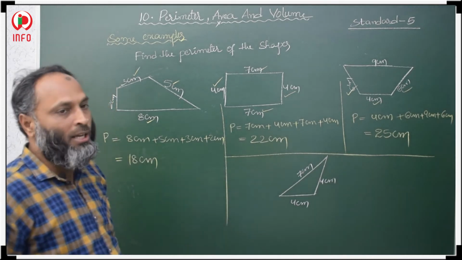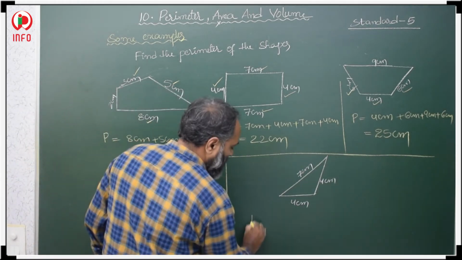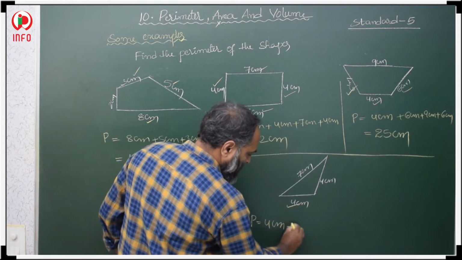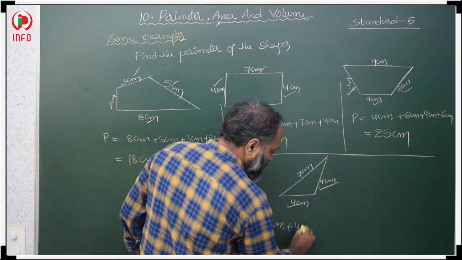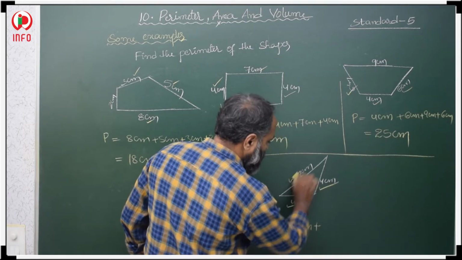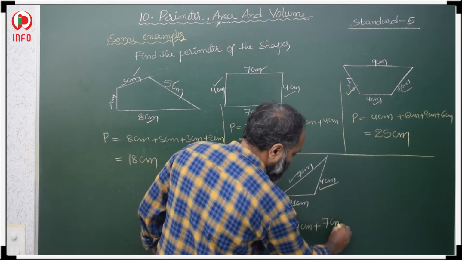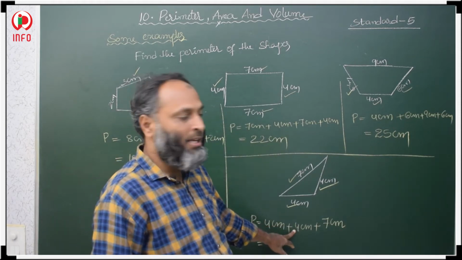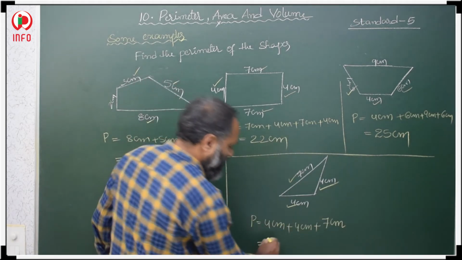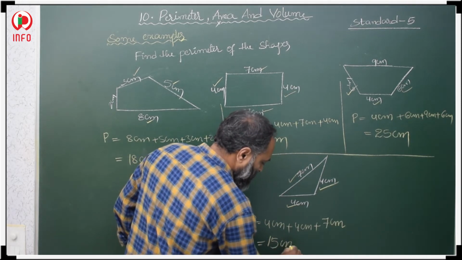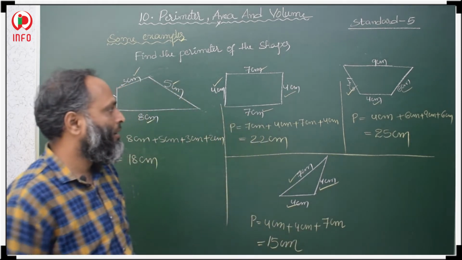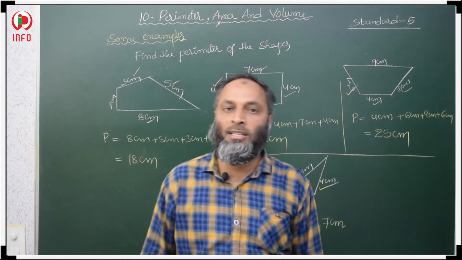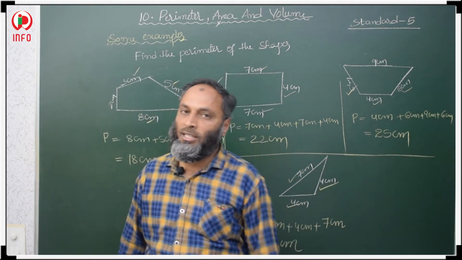Now in this triangle, what is the perimeter? Add all the 3 sides. First side 4 centimeters, second side 4 centimeters, and third side 7 centimeters. Then 4 plus 4, 8, 8 plus 7, 15 centimeters. This is the perimeter. Perimeter means we just add all the sides of a closed figure.